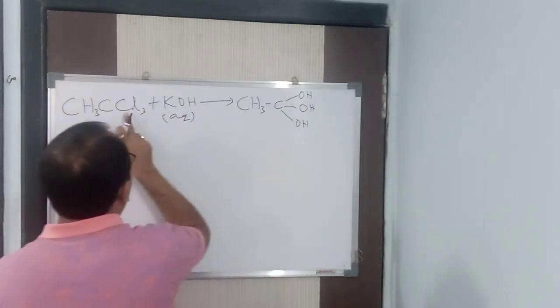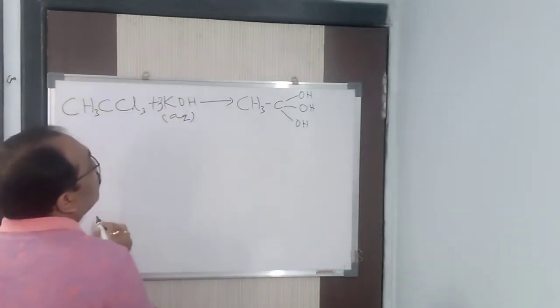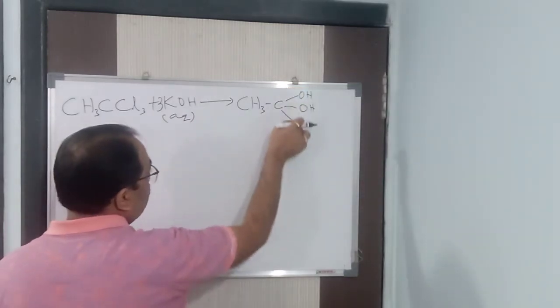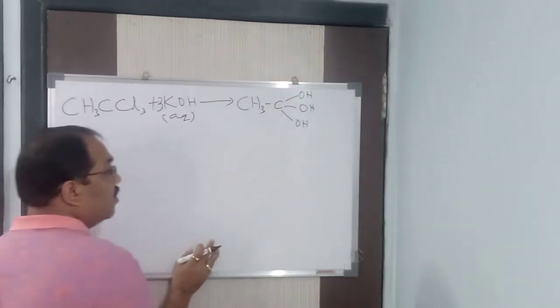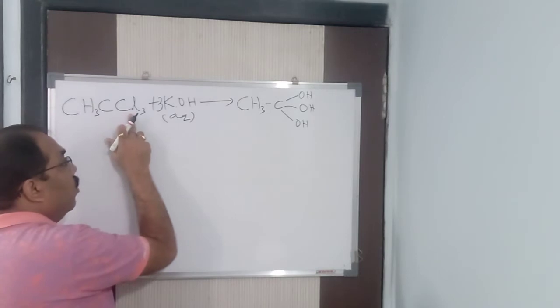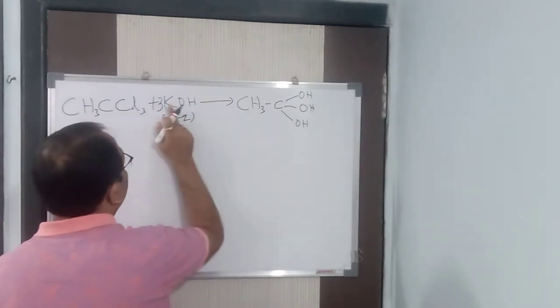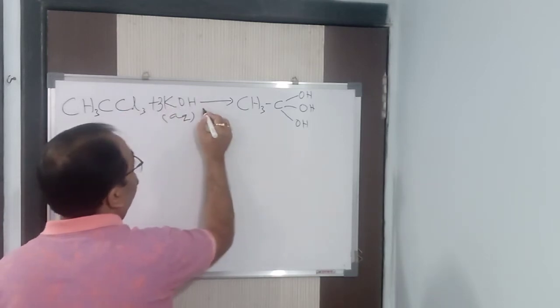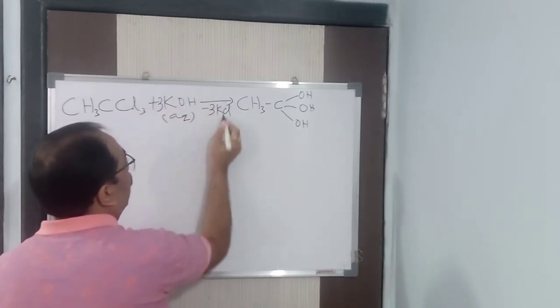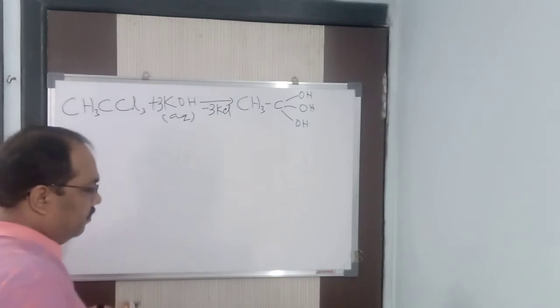Why? Because 3 Cl is there. So definitely I require 3 KOH. So 3 Cl is replaced by 3 OH groups. Listen here carefully. These 3 chlorines are being replaced by these 3 OH groups. And what happens? The chlorine reacts with potassium to form 3 KCl, which is a secondary product I don't want.